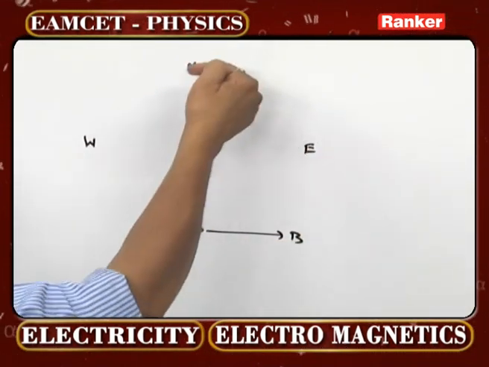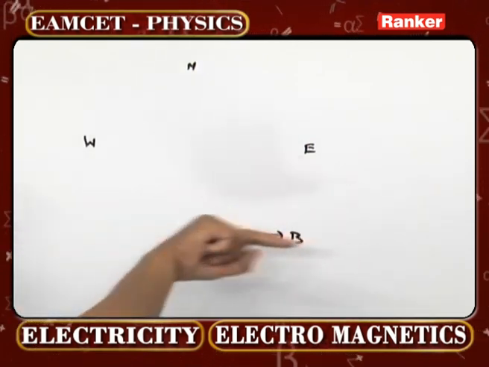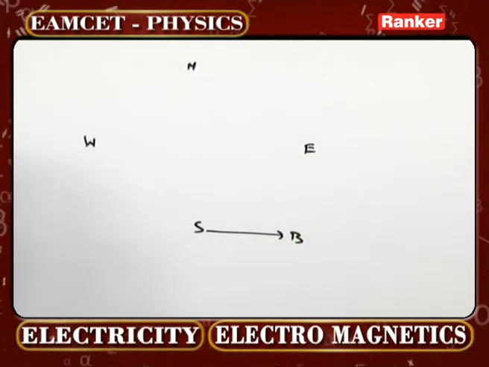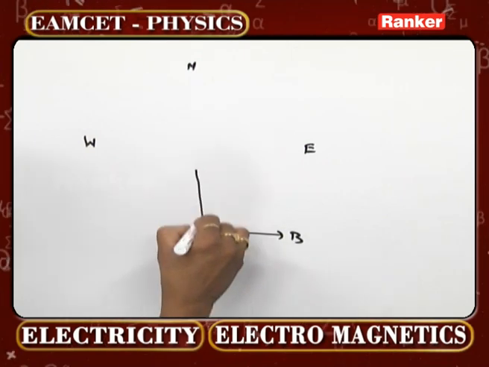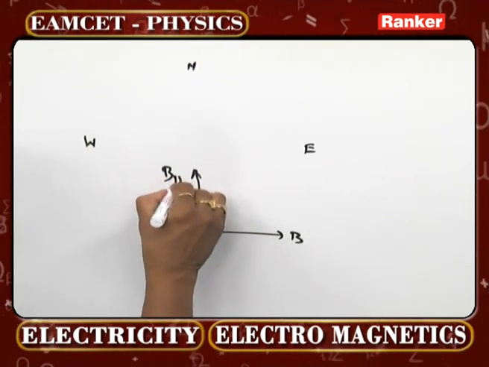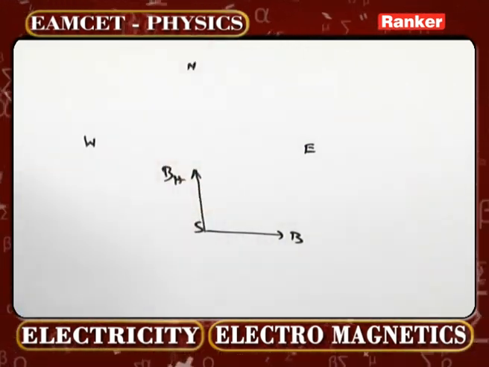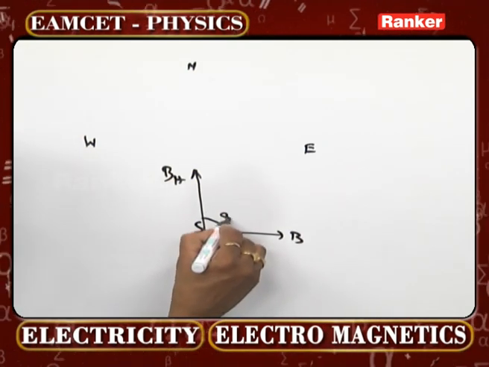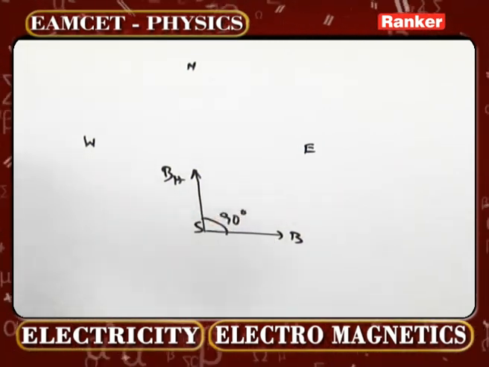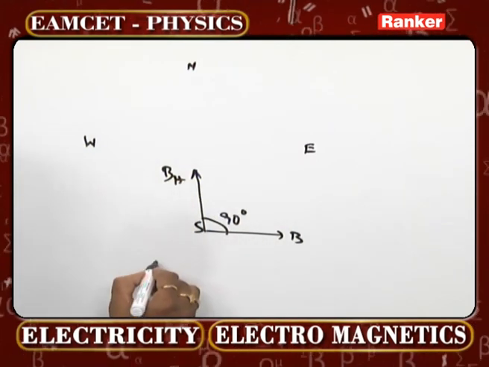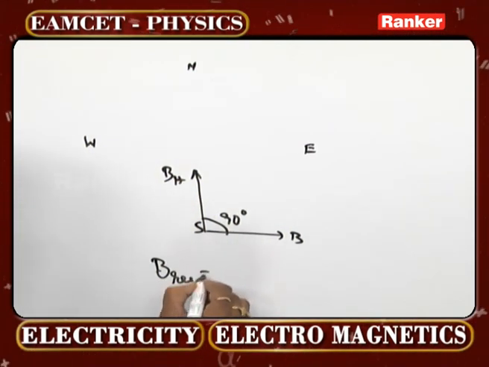Here it is upward, here towards left, here downward, here towards my right. This is actually the value of B. But what is the direction of BH that is acting? Always BH will be from south to north. We know that. What is the angle between these two? 90 degrees. So if I take this as B and this as BH, what will now be the resultant field?